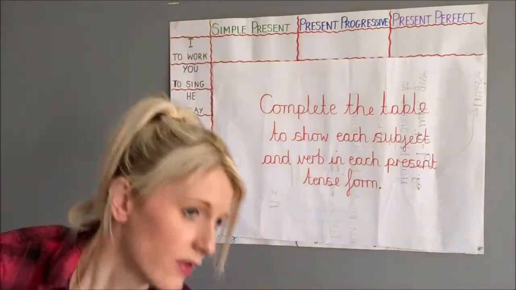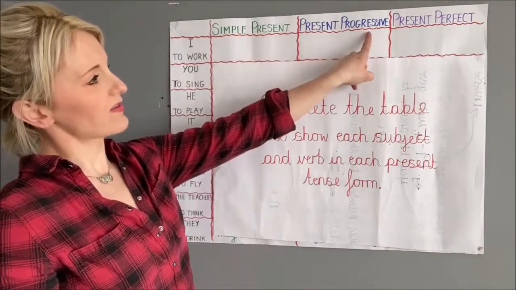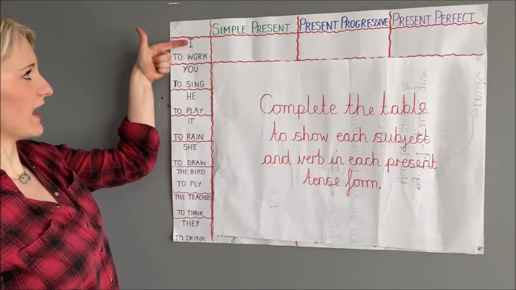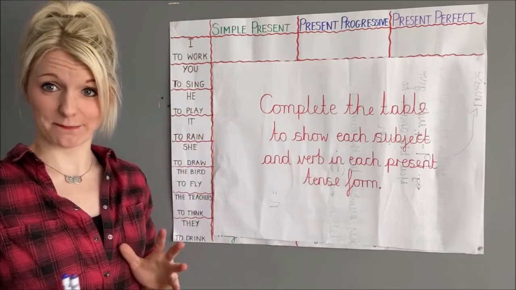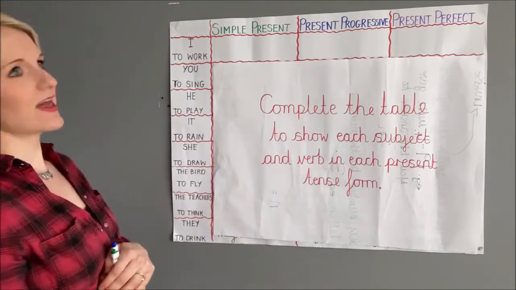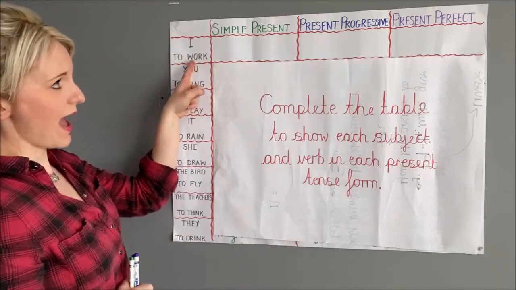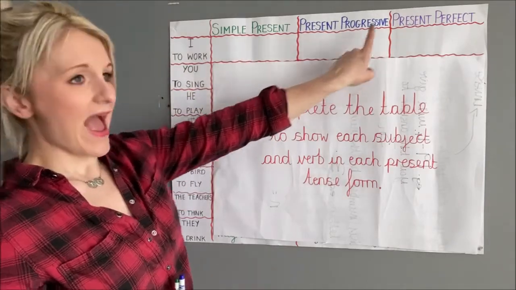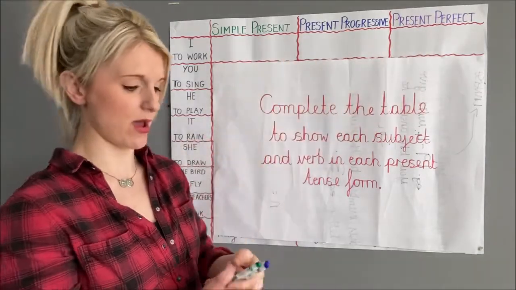Okay, so now we've got this table. At the top we've got simple present, present progressive, and the present perfect. And down the side, I've put a subject and the infinitive form of the verb. That just sounds very complicated, but it just means the verb in its simplest form, when you say to work, to play, to watch. What we're going to do is use the subject and the verb that I've given you, and you're going to rewrite it into the simple present, into the present progressive, and then into the present perfect form. So I'll show you an example with this top row, and then you can have a go at the rest.